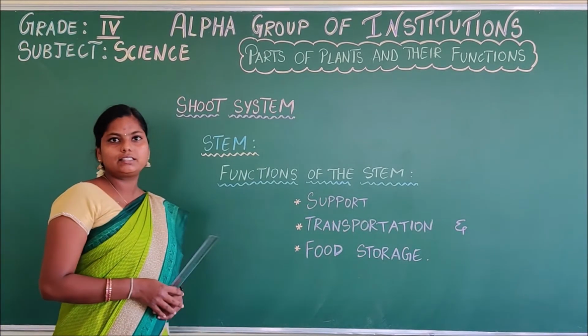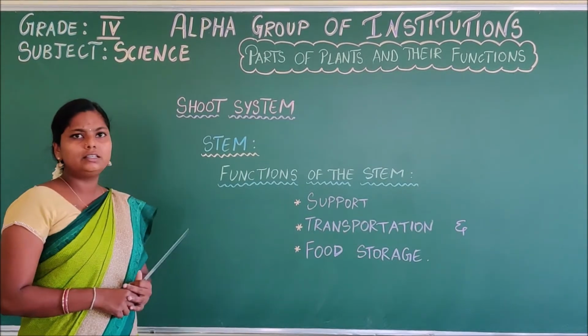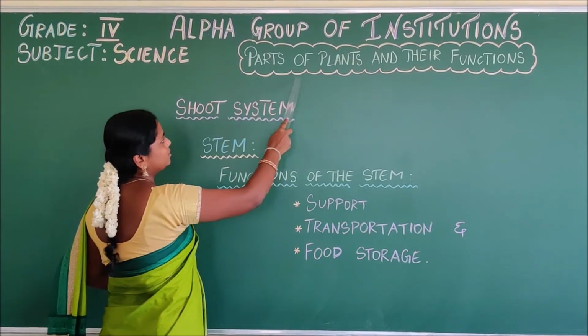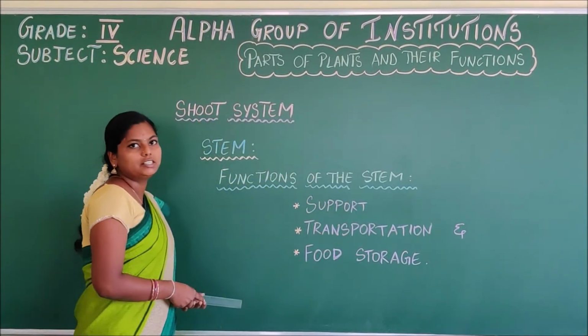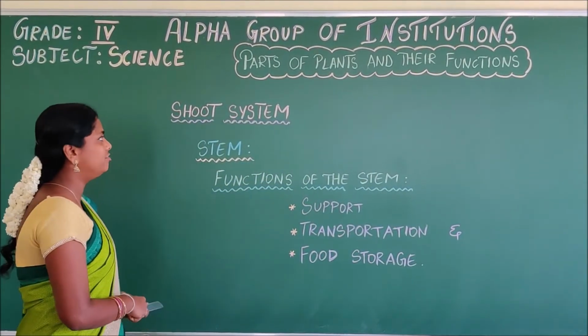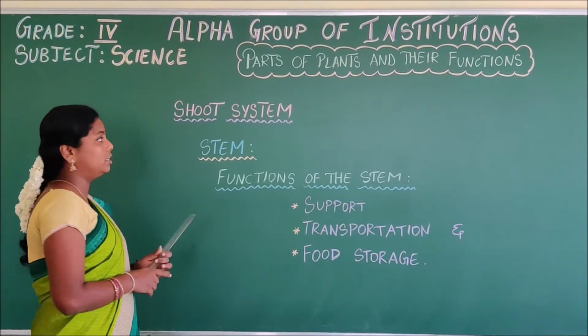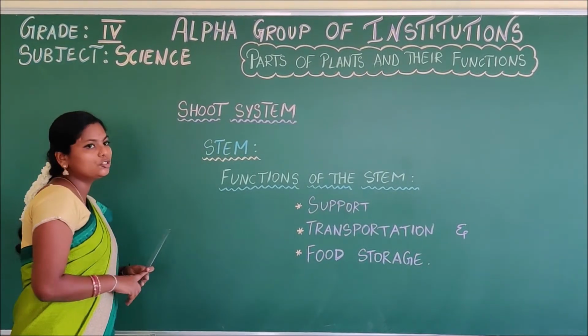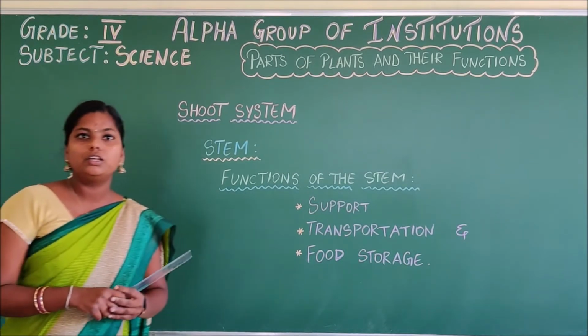What did we learn last class? Very good. We studied parts of plants and their functions. In that, we studied the root and shoot system. We studied about the shoot system.